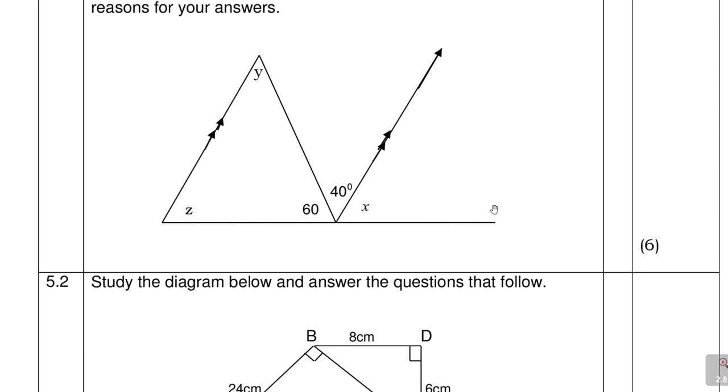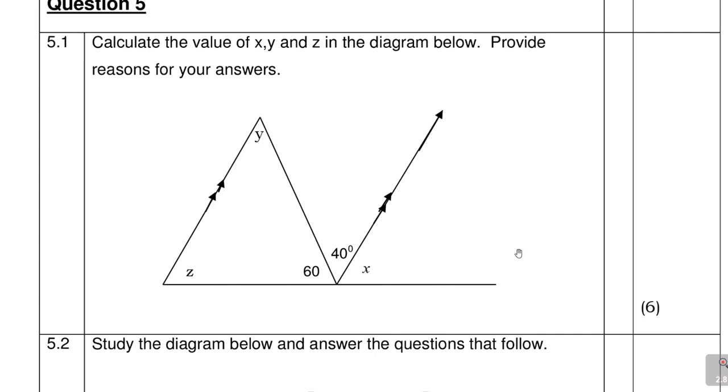And you need to be sensitive, not to lose these marks, because they said provide reasons on your answers. We need to provide what? Reasons, and we're calculating x, y, and z. So the first one that we want to calculate is x, and look at the reasons. We start with this line. That's how you calculate x.